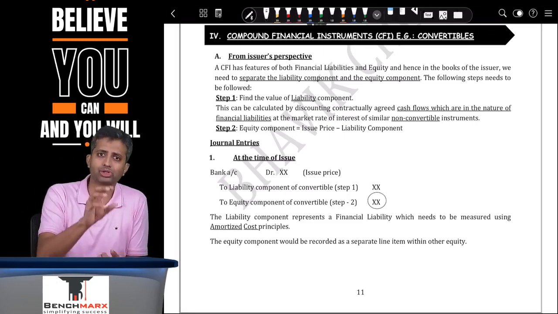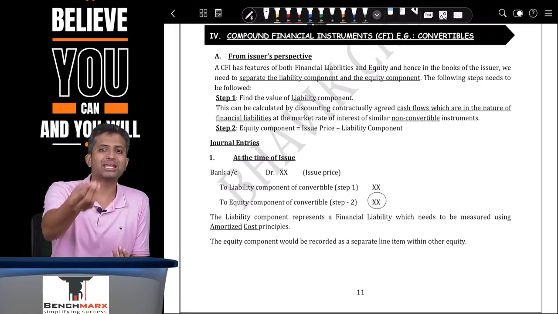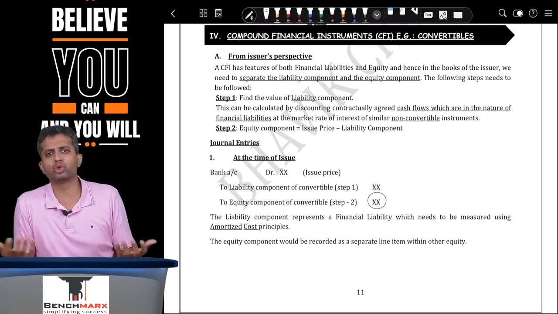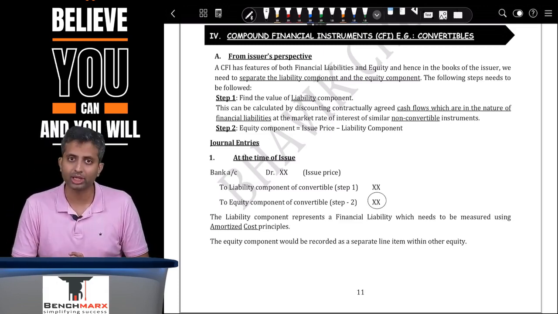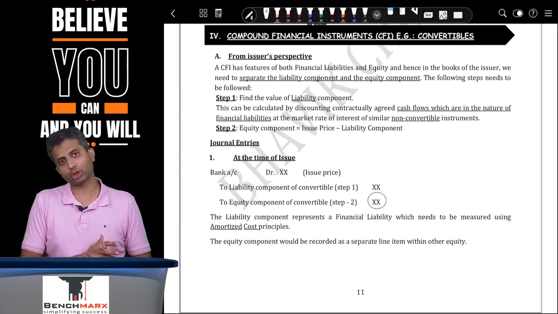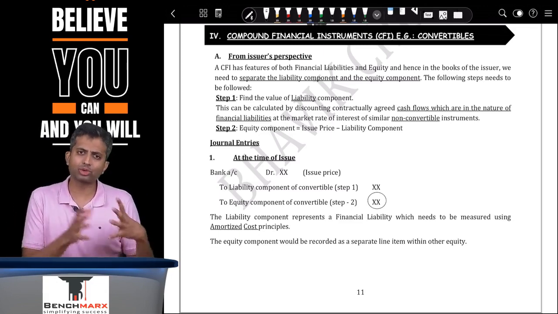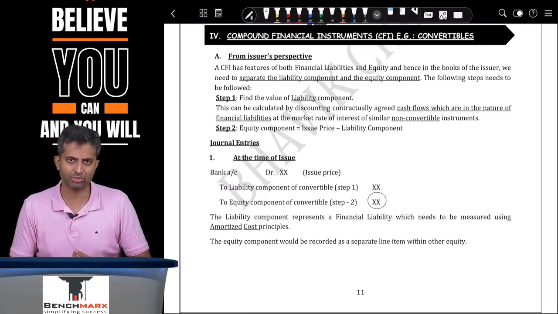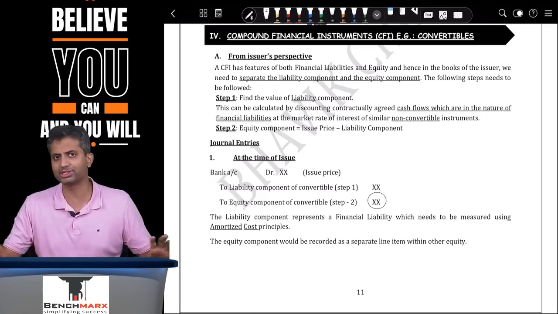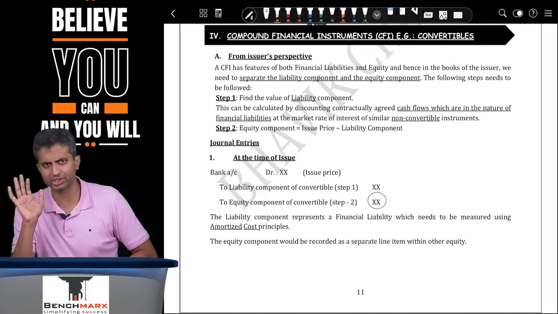Now, this equity option may settle for a fixed number of the entity's own equity instruments at a fixed price, and hence the option is considered to be in the nature of equity. And hence this is treated as the equity component. So what will happen to the liability component? Well, the liability component will be recorded using the amortized cost method, whereas the equity component will not be restated. Whatever is the 1,500 will continue as it is.